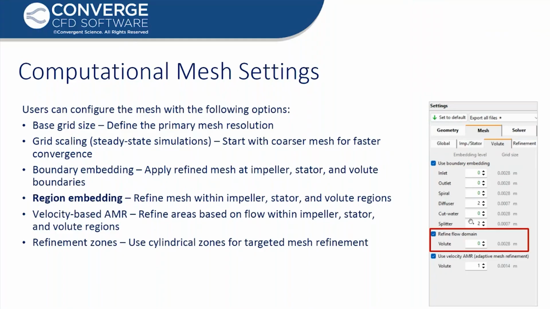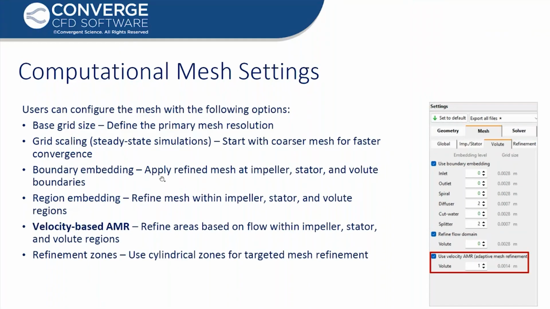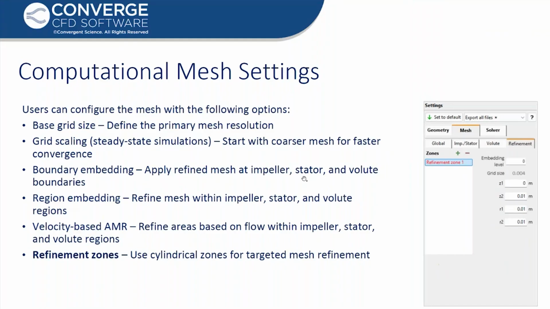Similarly, you can also do the region embedding. You can specify that you want the whole impeller to be embedded or the volute section to be embedded, etc. You also have the option to do velocity-based AMR. In certain regions, for example the impeller region, if you want to resolve the velocity gradients or define the areas based on the flow, you can activate the velocity-based AMR. All you have to do is specify the scale for your velocity AMR. And finally, you have the refinement zones, which is basically cylindrical embedding. If you want targeted mesh refinement in certain areas, you can define those refinement zones.